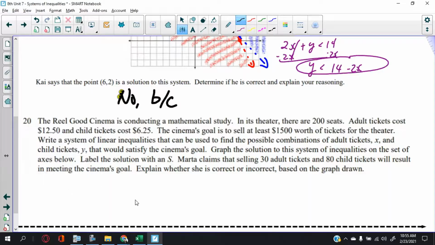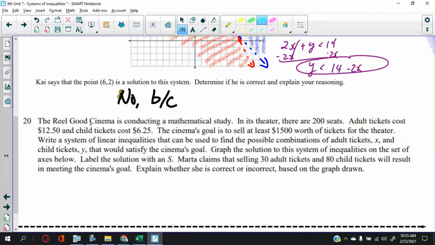Okay, all right. So, if you're watching this extra part, we are going to keep working on number 20. This is still part of day one of the systems of inequalities word problems. Let's try to solve this one, and then after this one, we'll continue tomorrow.